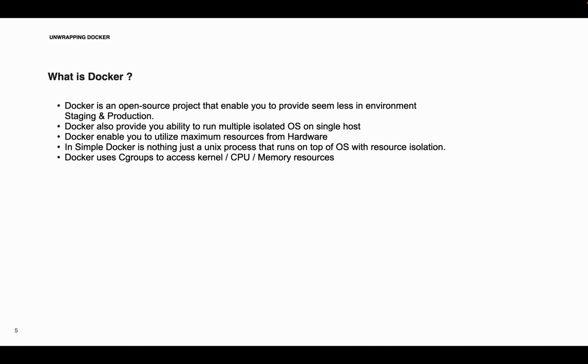How does Docker do that? That's the question, whenever you say Docker is nothing but a Unix process that runs in an isolated environment. Docker uses a couple of features that Linux offers. The first feature is cgroups. cgroups, also known as control groups, actually enable Docker to access kernel, CPU, memory, and other resources, and that gives you the ability to isolate all the resources or all the requests from each other.